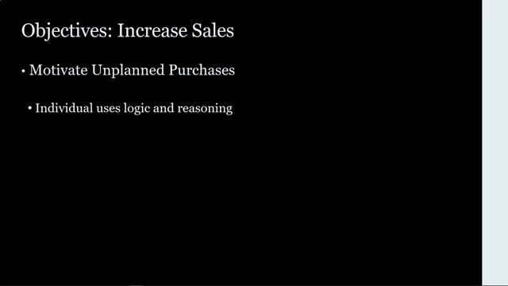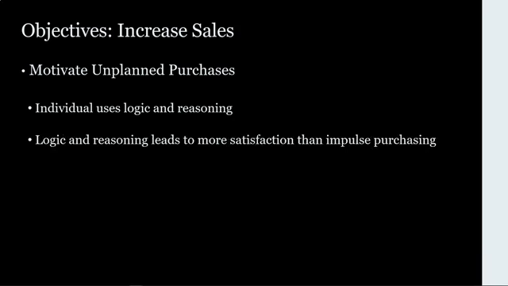The opposite to this is impulse purchasing. We talked about impulse purchasing and impulse purchasers. They have the same beginning as unplanned purchases. These are purchases individuals had not planned on making, but impulse purchases do not involve logic and reasoning. They involve emotion. Let's talk about an example in the context of a grocery store.